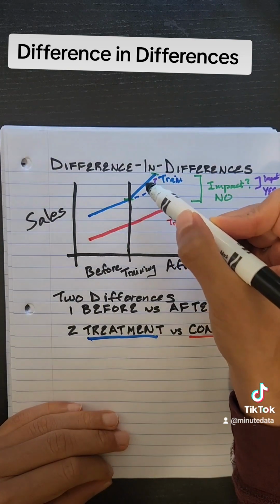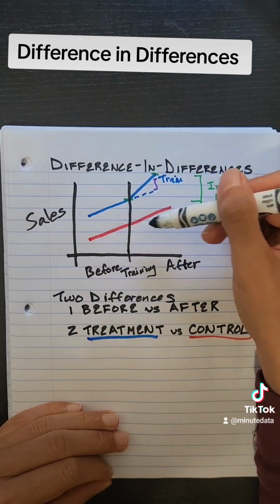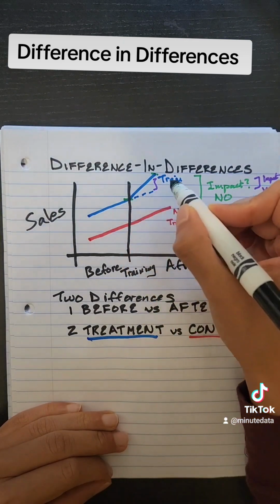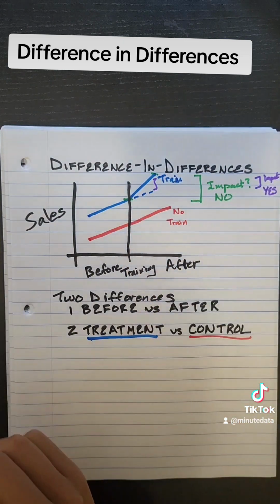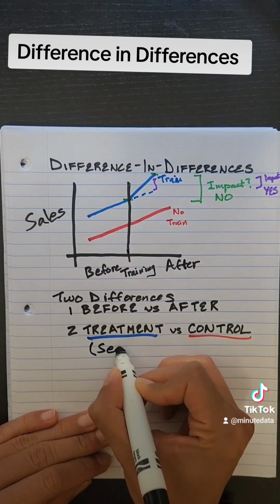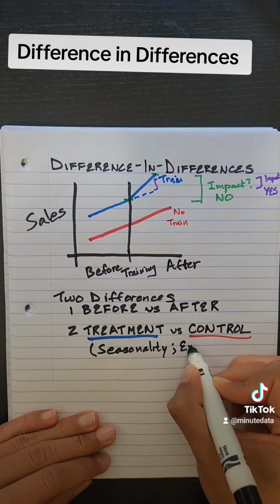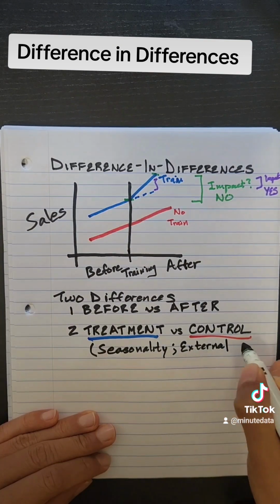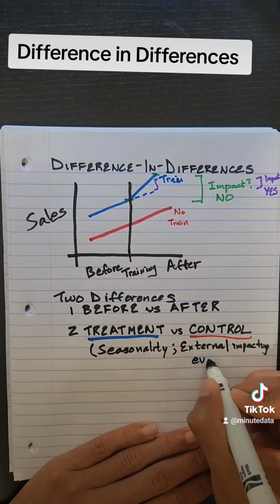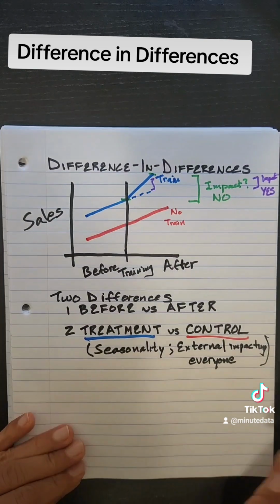So not only are you looking at before versus after, but you're also looking at your treatment group versus no treatment group, which gives you this counterfactual. Counterfactual being what would have happened had there not been any training. So the nice thing about this counterfactual is it adjusts for like seasonality, for example, external initiatives that impact both. Let's say impacting everyone. Say, I don't know, marketing, for example.